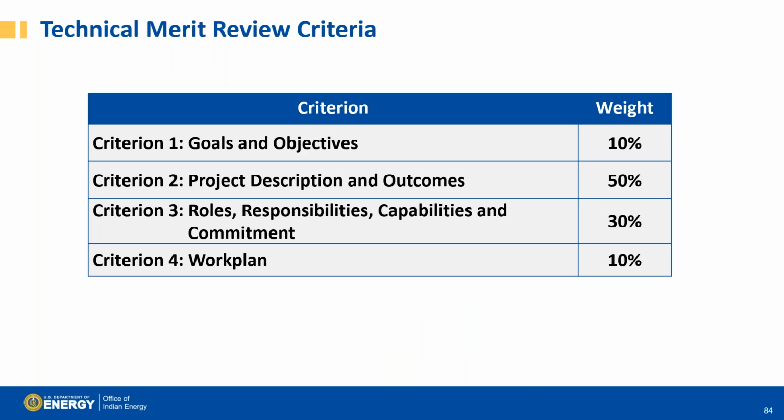So the merit review criteria for this FOA and their weights are as follows. First is the goals and objectives, and it's weighted at 10%. The project description and outcomes is weighted at 50%. Roles, responsibilities, capabilities, and commitment weighted at 30%. And then the work plan, which is weighted at 10%. Again, both the technical volume as well as the work plan have templates we provided. Section 5A of the FOA, beginning on page 67, identifies the criteria, and we'll go over each briefly.